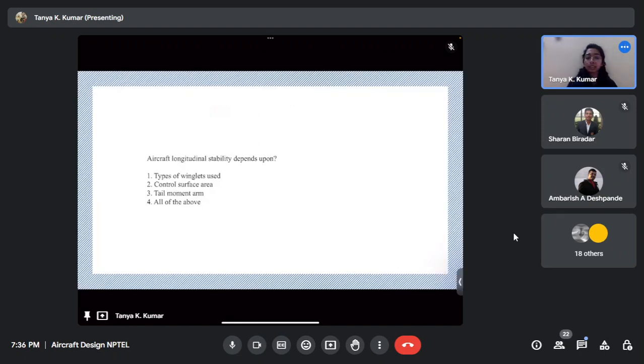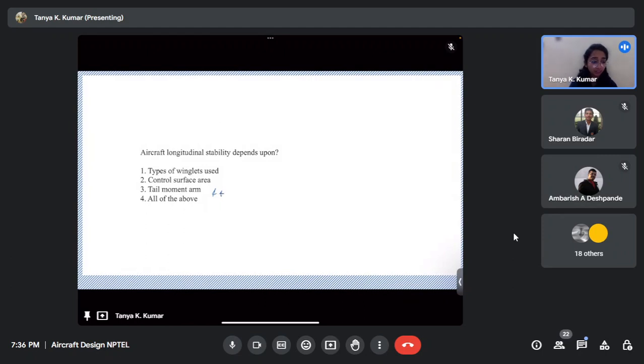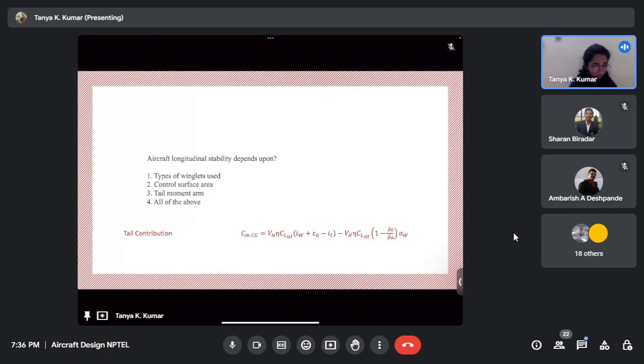Aircraft longitudinal stability depends upon. We just discussed this. Which one do you think is the right answer? Correct. So tail moment arm was LT. We saw that it featured in the equations. This was the equation for the tail contribution, right? Tail moment arm is the right answer. In this equation, it should feature somewhere, right? So where does it feature? Correct. It comes in the tail volume ratio. Does the control surface area come anywhere in this equation?